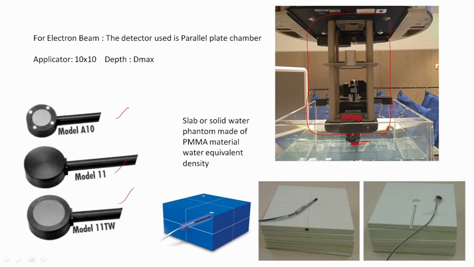The other way to measure the output is with the solid water phantom, which I told you is a slab phantom, and these slab phantoms have an inbuilt cavity for inserting a parallel plate chamber or a Farmer chamber, and in the same way you have to place the chamber at 10 centimeter depth for the absolute dose measurement.